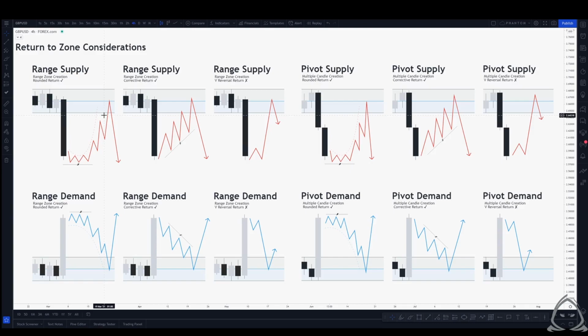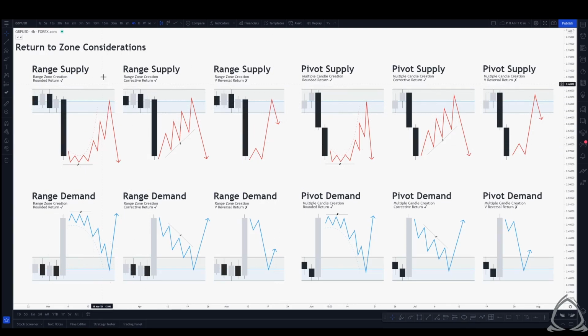So there are three different ways that price is going to return to a potential supply or demand zone. We have a rounded return, a corrective return, or a V reversal return. Each one of them has their pros and their cons, and we'll go through those right now.